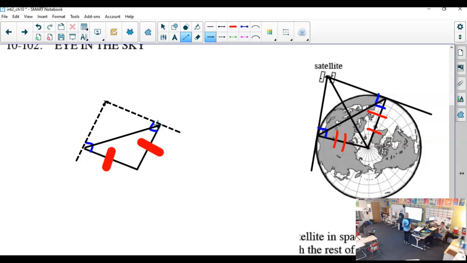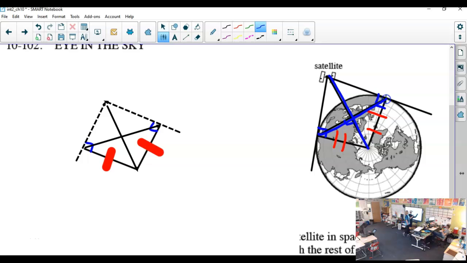Does it? What is the definition of a kite? Wait, so wait, hold on. Do we know that this is a bisector of this angle or line? Line. This line is a bisector. Are we saying that that is a bisector of this angle and this angle? No, this angle and this line.